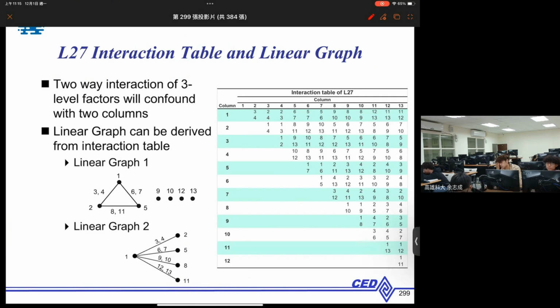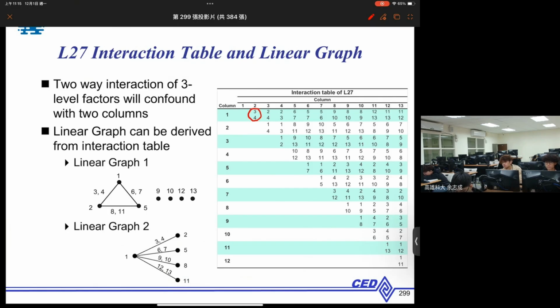And this is the 3-level L27, a 3-level orthogonal array. As you can see, this is the interaction table. For any 2 columns, for example, column 1 and column 2, their interaction will happen in columns 3 and 4. Any other example is the same.